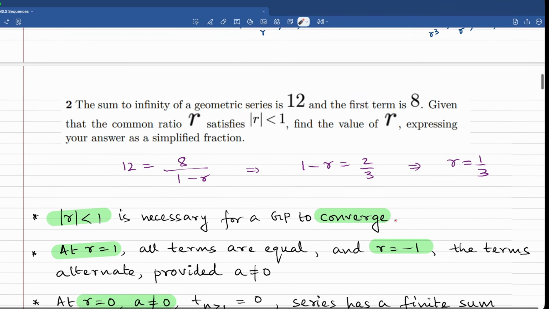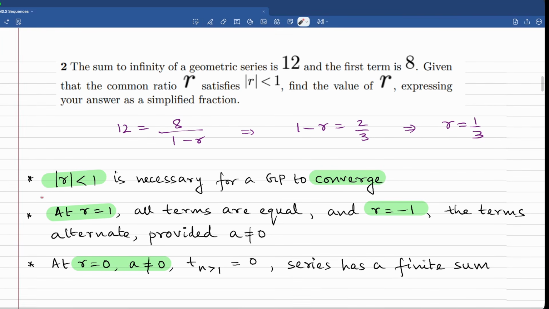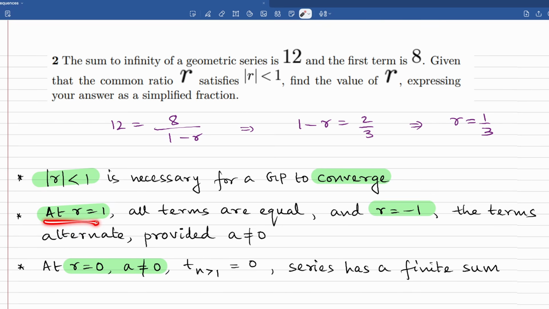Fine. Remember these pointers. |r| less than 1 is necessary for a GP to converge. At r is equal to 1, all terms are equal, and r is equal to -1 implies that the terms alternate provided that the first term is non-zero. Because if the first term is 0, then every other term is 0. At r is equal to 0 and a not equal to 0, t of n greater than 1.